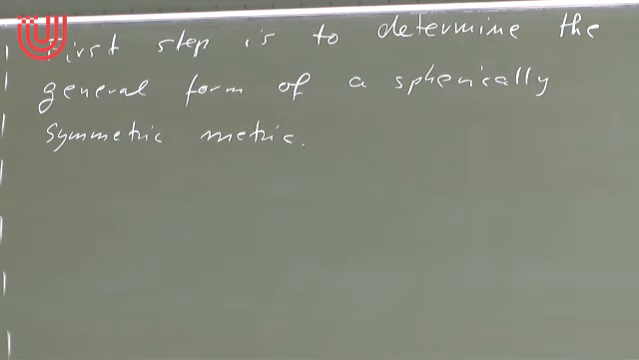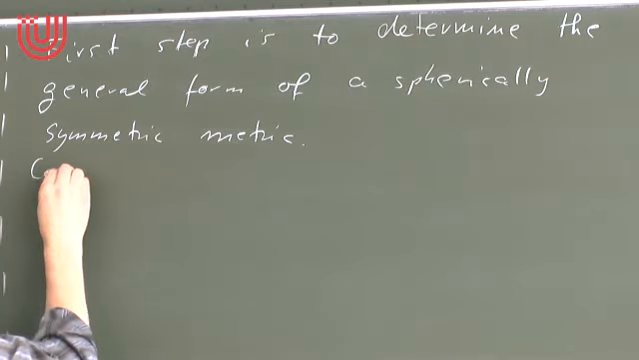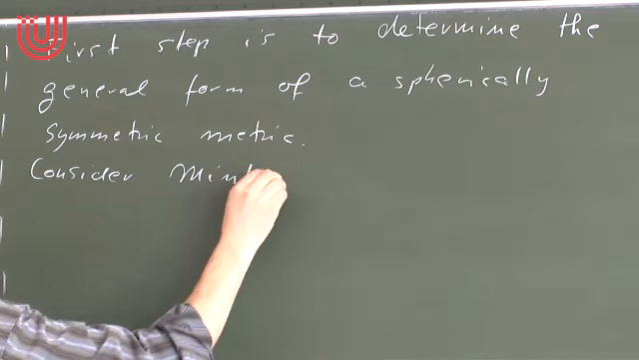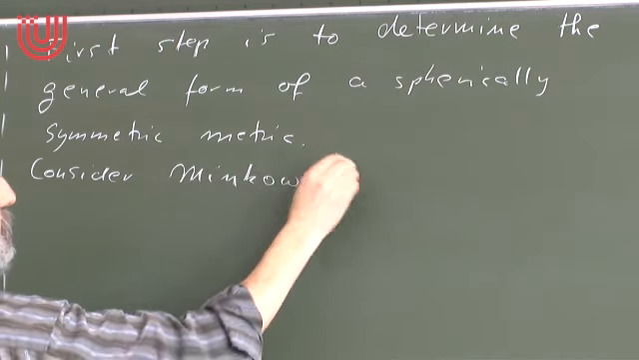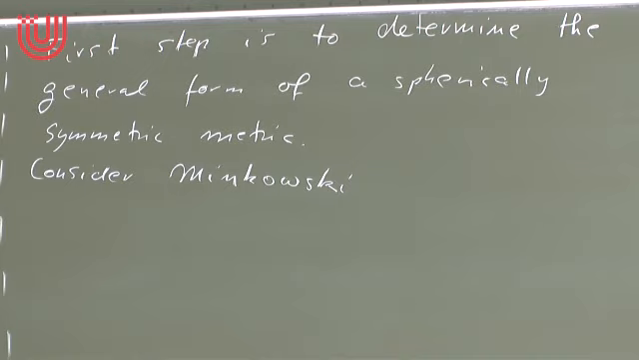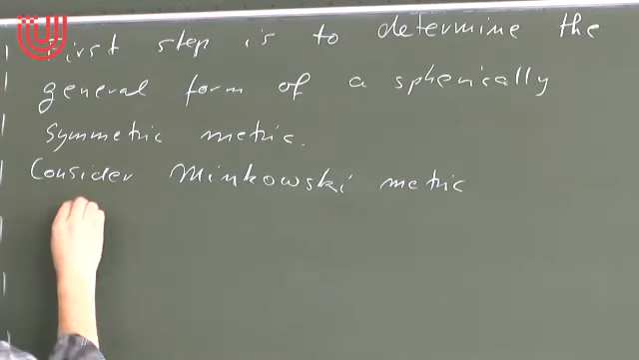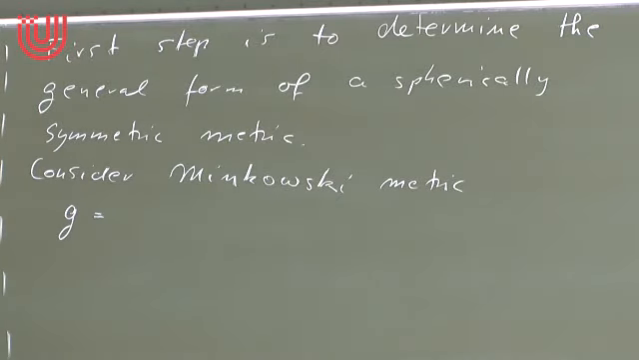Well, in order to approach this program, I suggest to have a look at the Minkowski metric in spherical coordinates. The Minkowski metric is the space-time of special relativity. So, just to begin with, so that we have one spherically symmetric metric to start from, consider the Minkowski metric.